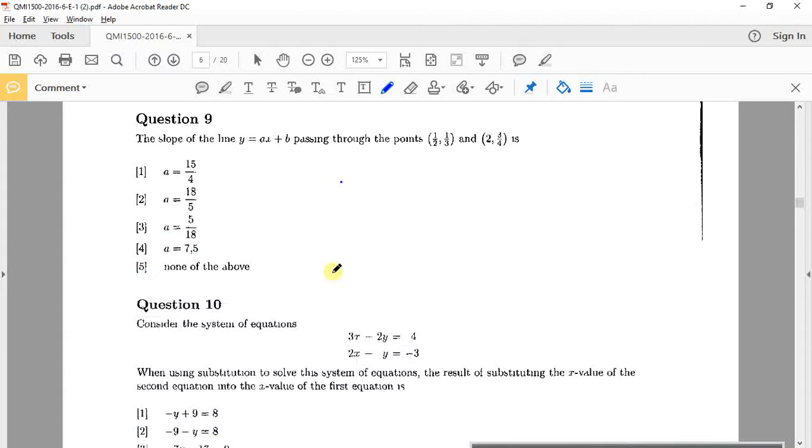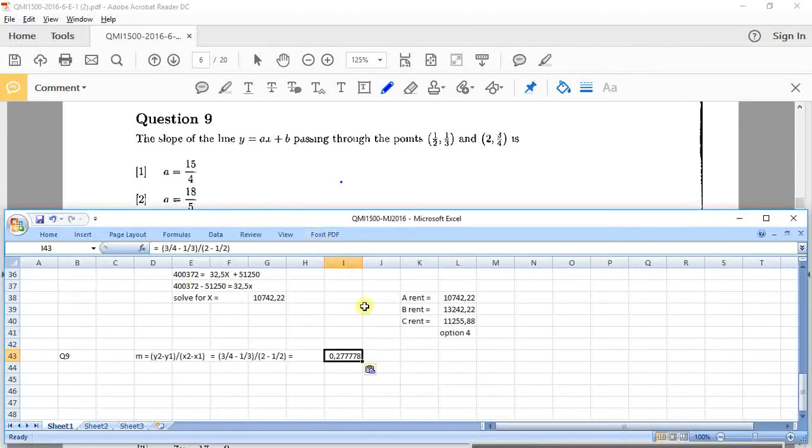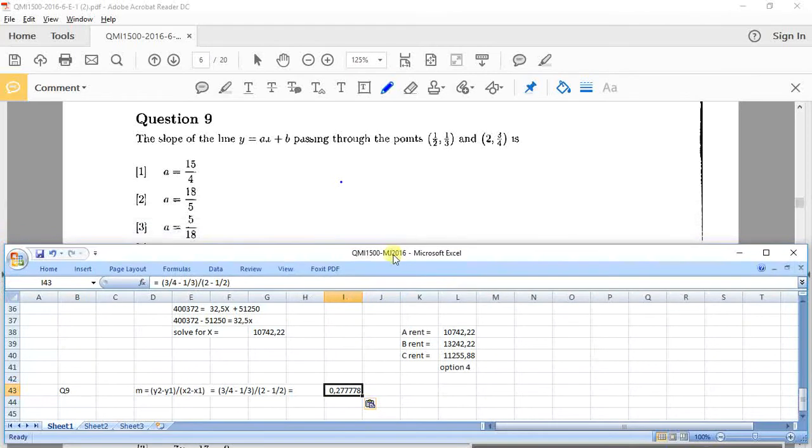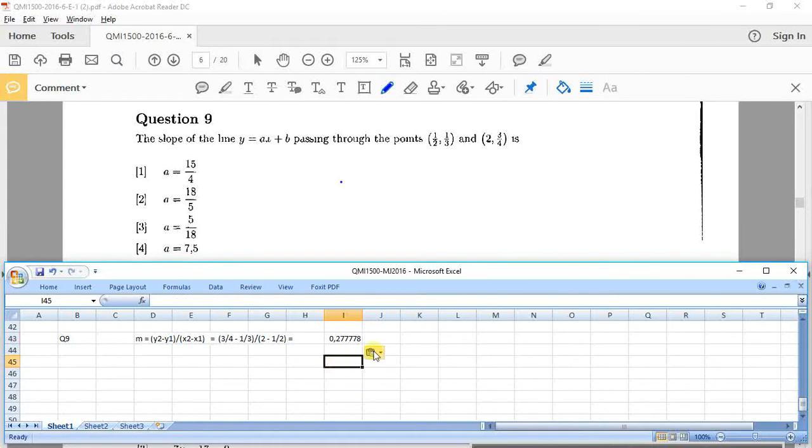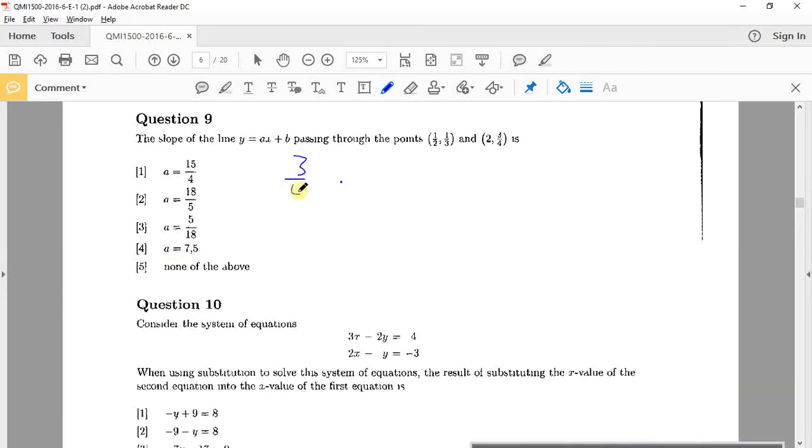What did they want here? Oh, they wanted the a. Okay, 0.2777 I'm going to have to make into a fraction. So let's do the fraction, the maths then. Okay, so we're going to need maths here again, unfortunately. Alright, so here I've got a third. I'm going to make everything over. Let me rather write this down just over here. I want to take that 3 over 4 minus 1 over 3 divided by 2 minus 1 over 2.